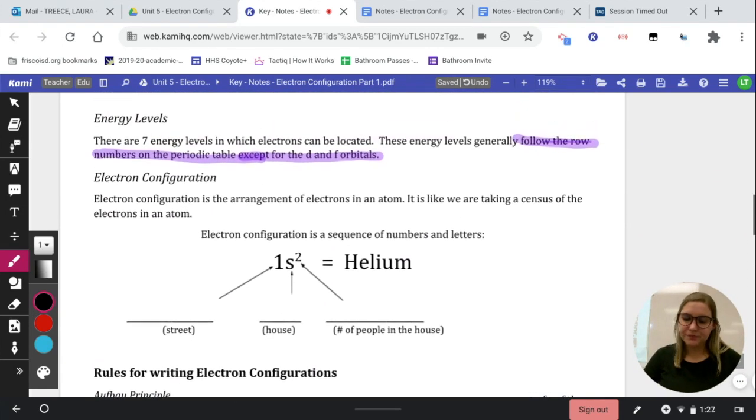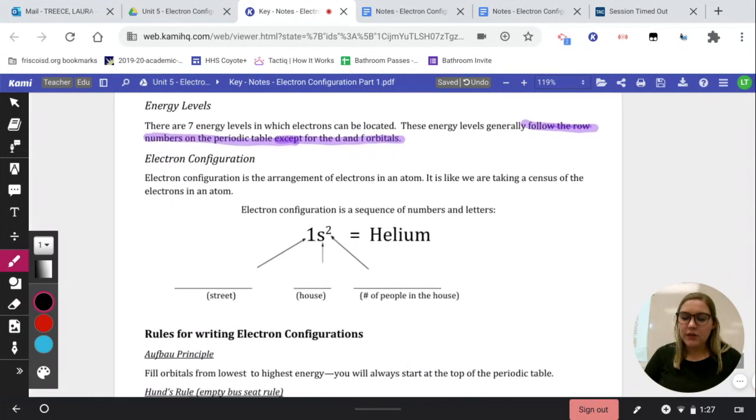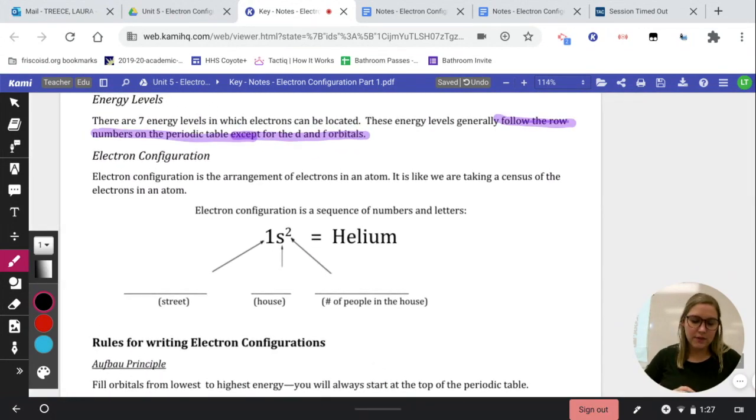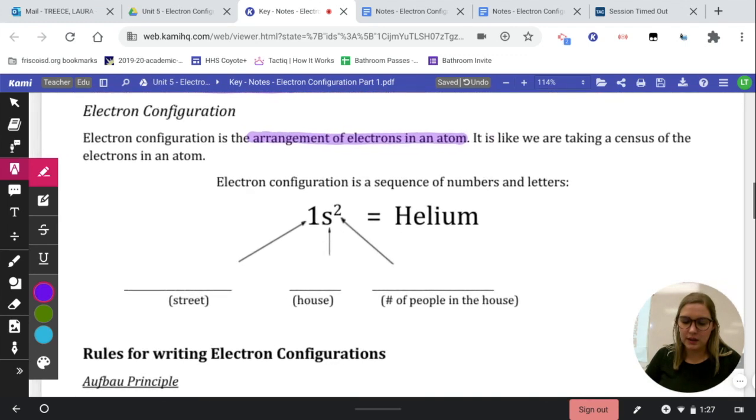All right. So now let's look at what our electron configuration actually looks like. Our electron configuration is essentially just a visual representation of the arrangement of electrons in an atom. I always like to think of it as we are taking a census of where all of the electrons that are available for bonding are located. Your electron configuration is going to be a sequence of numbers and letters. So 1s2 is the electron configuration for helium.